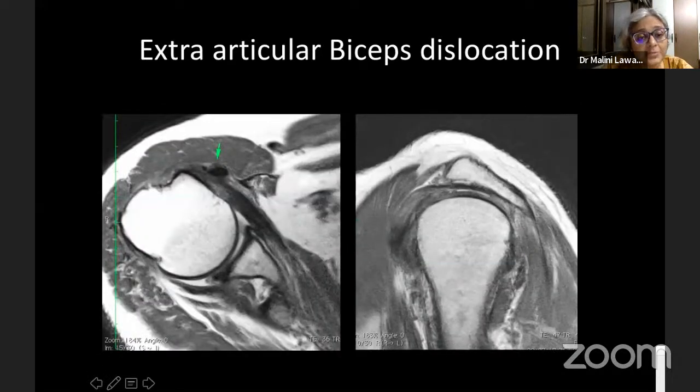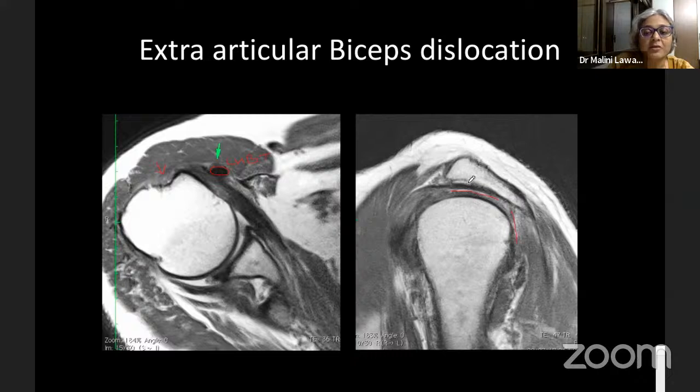Now, in this patient, if we look at it, what do we see? The biceps groove is empty. There's no long head of biceps tendon. And where is it? It has come here and it is lying here. This is the long head of biceps tendon. Okay. Now, on the sagittal images, if you look at it, there is no supraspinatus, there's no infraspinatus.